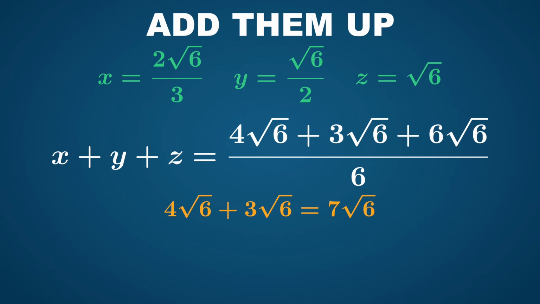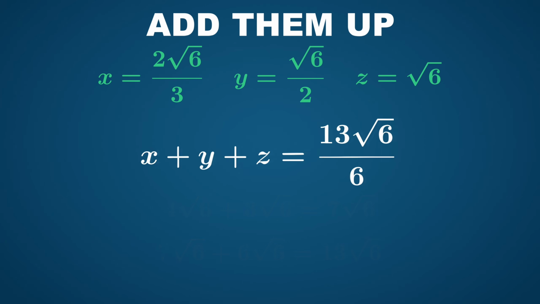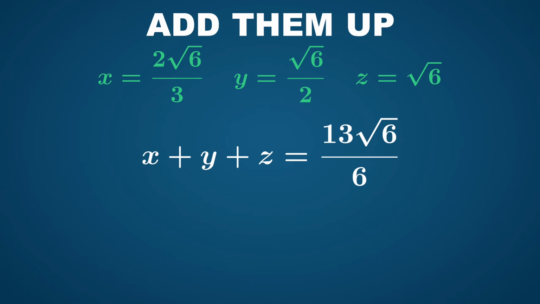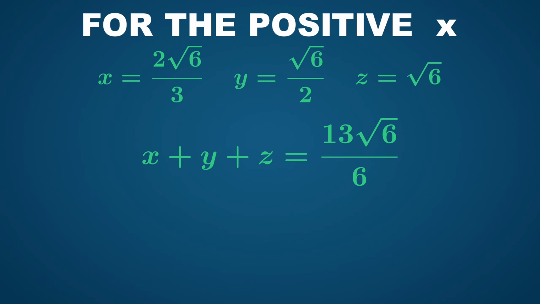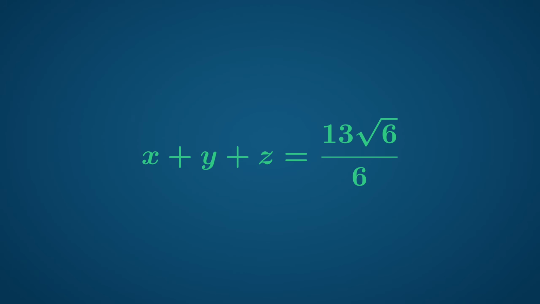4 root 6 plus 3 root 6 gives us exactly 7 root 6. 7 root 6 plus 6 root 6 precisely equals 13 root 6. We place this combined numerator directly over our common denominator. The final result is 13 times the square root of 6 over 6. This is the calculated sum of x, y, and z for the positive value of x.